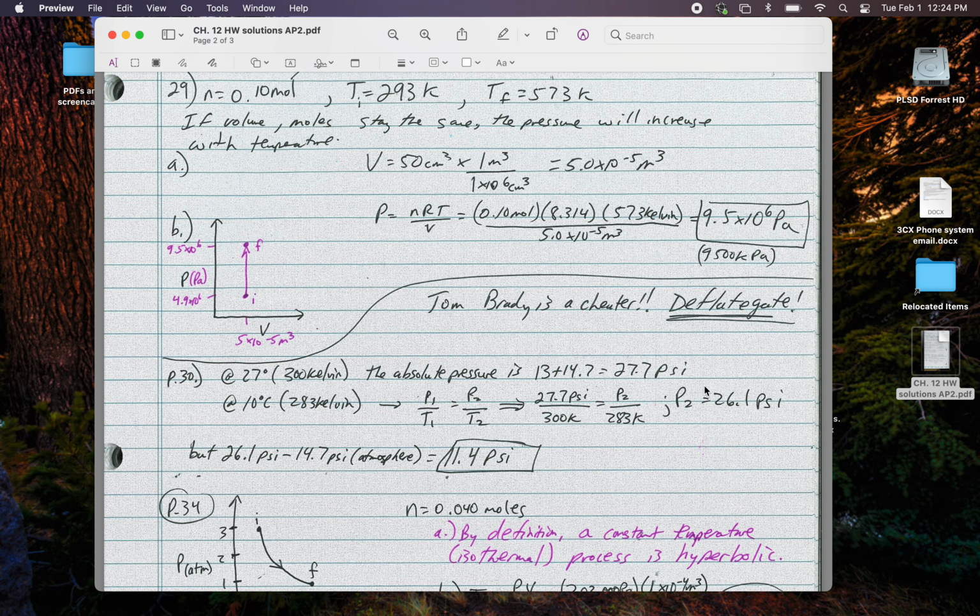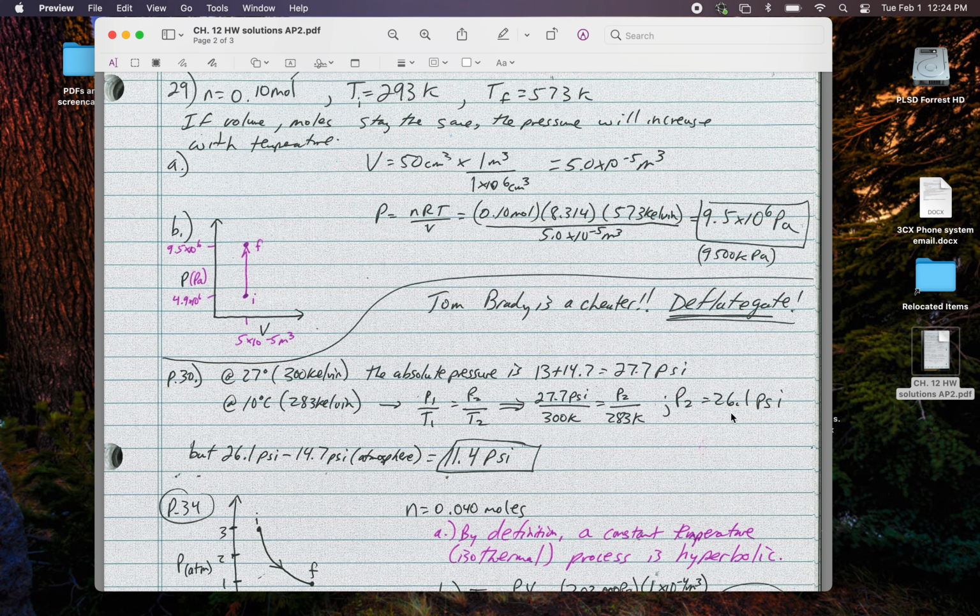They definitely know how these things work. So the absolute pressure initially was 27.7 psi. But if you look at the PV equals nRT law, the ideal gas law, and we only have pressure and temperature changing, then pressure 1 over temperature 1 is directly related to pressure 2 over temperature 2. So at the first temperature, 27 Celsius or 300 Kelvin, we have this. The absolute pressure at 10 degrees Celsius is this.